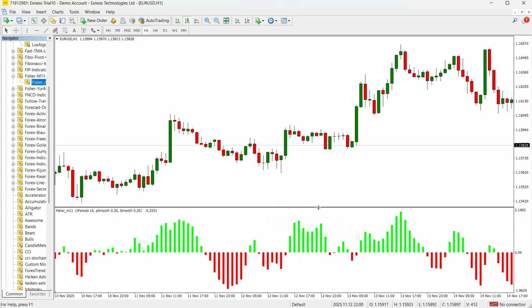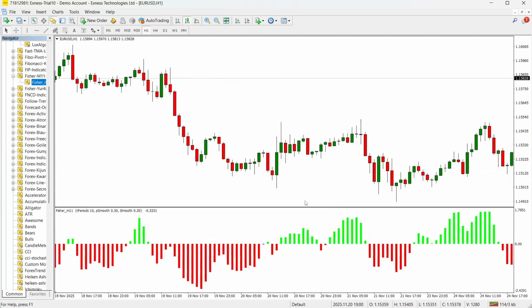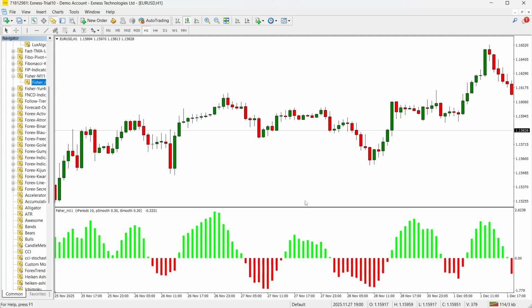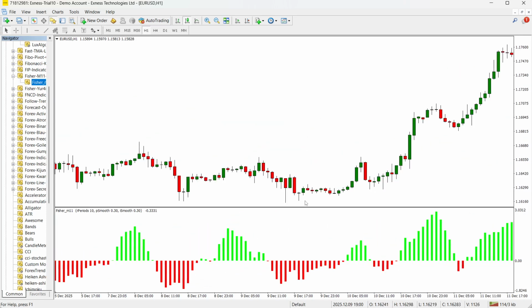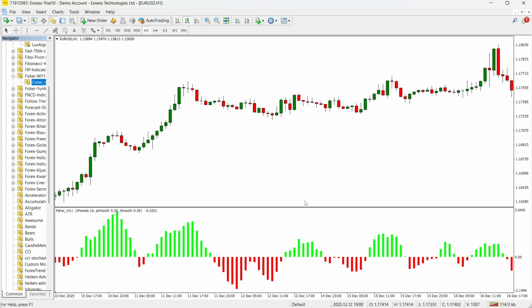Strong tall green bars show powerful upward swings, while strong red bars show powerful downward swings. Shrinking bars in either direction suggest that the current move may be losing strength. Because the Fisher transform converts price into a more Gaussian-like distribution, these green and red swings around zero tend to emphasize turning points and trend phases more clearly than raw price alone.